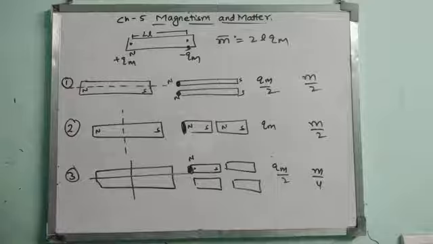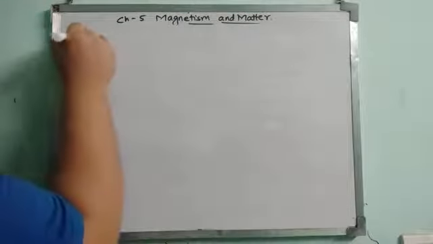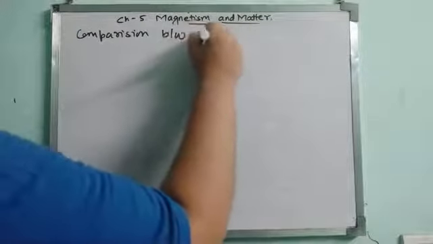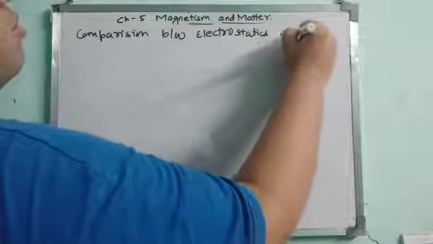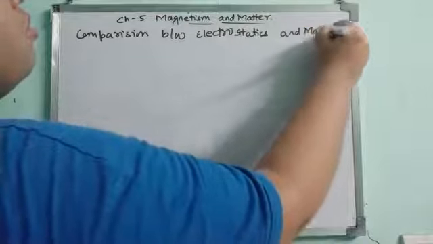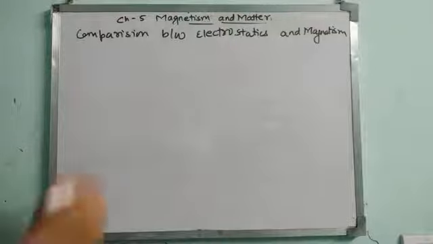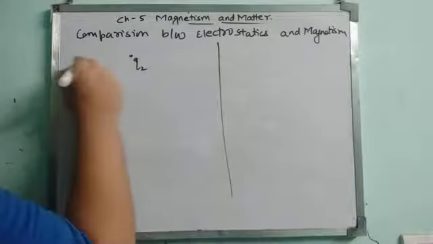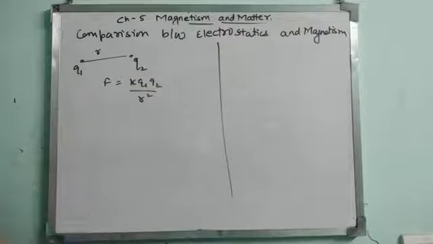Now, comparison between electrostatics and magnetism. In electrostatics, if there are two charges, then the force between them is K Q1 Q2 by R square. This is Coulomb's law for electrostatics.